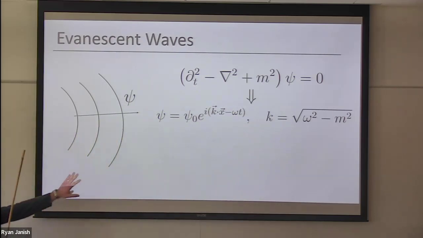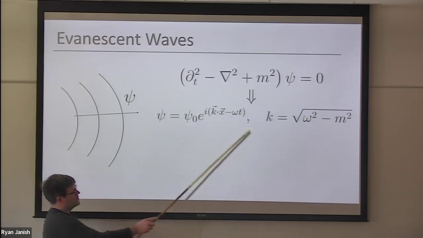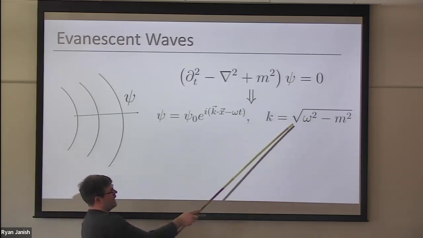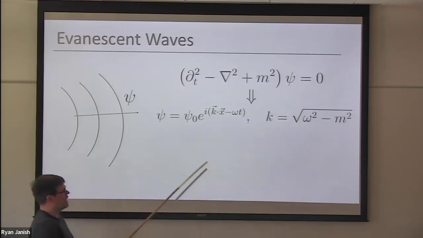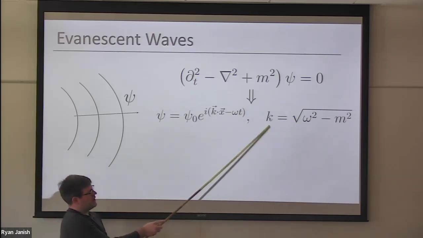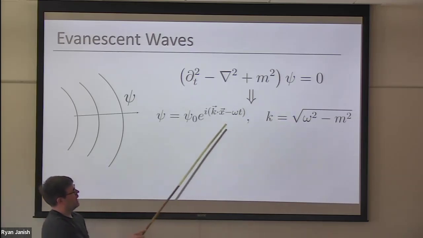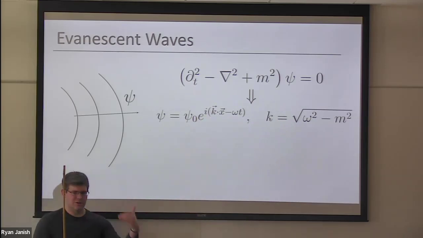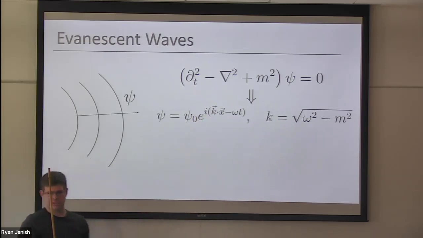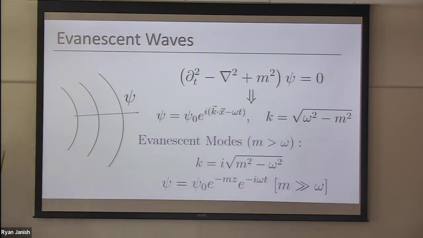But we know that this solution works even if the frequency is much less than the mass, right? This solution, this plane wave, works for any k that obeys this. And if we take omega to be much less than the mass, then k is valid, it's just imaginary. And then this becomes, instead of an oscillatory solution, an exponential solution. So these are what are called evanescent modes. We're familiar with them from optics and acoustics, where they show up all over. And this is the same math as quantum tunneling, right?